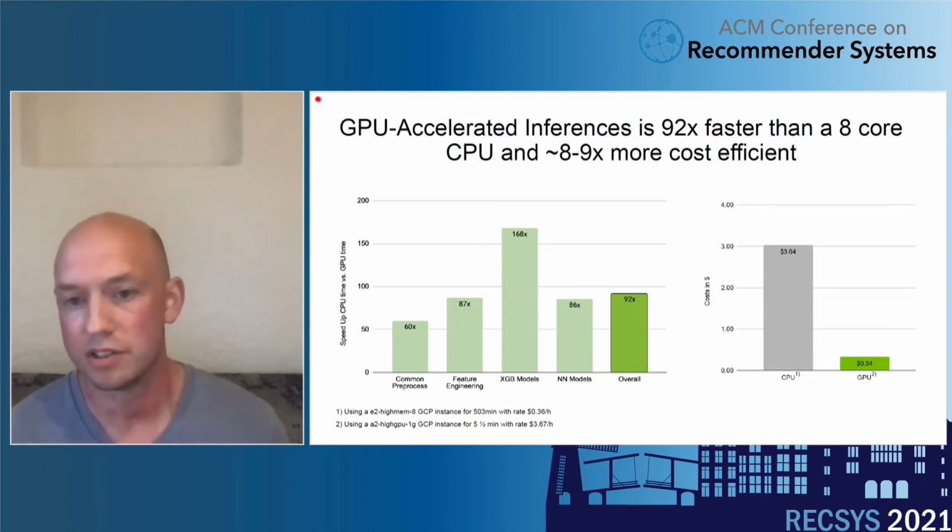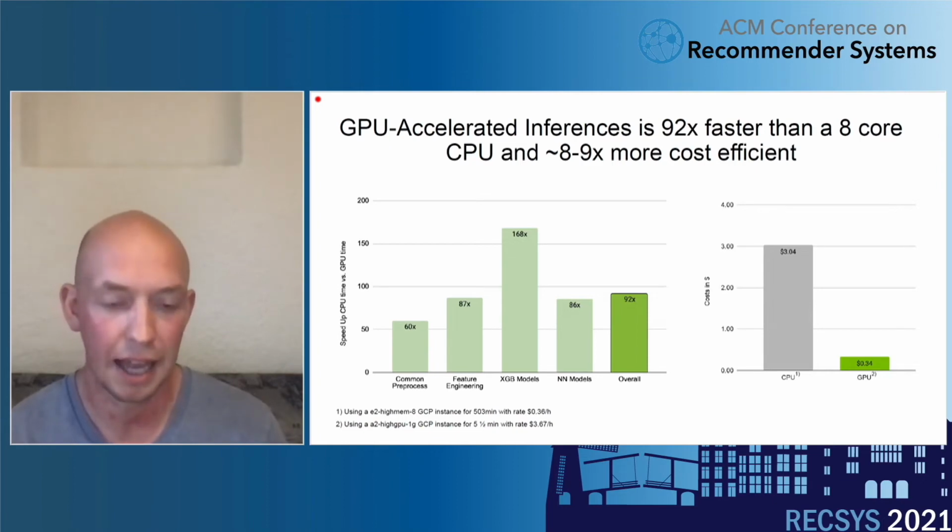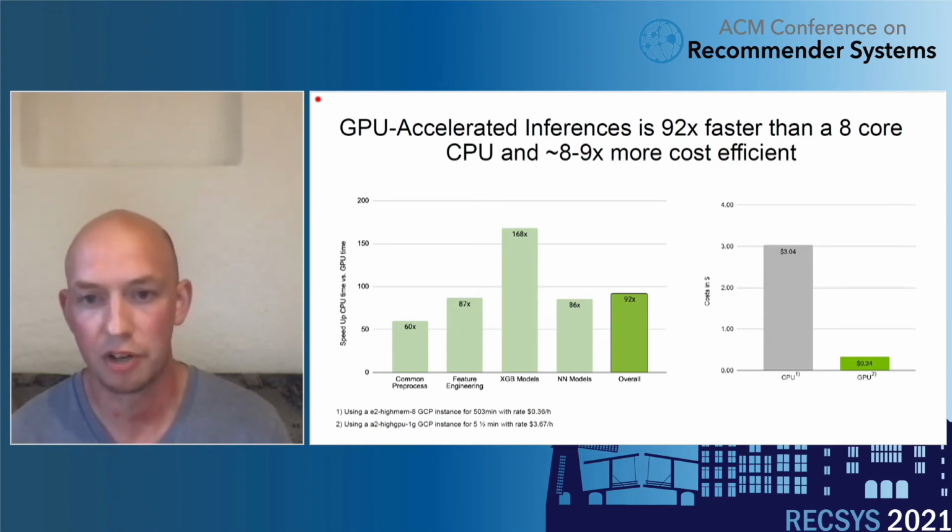And then we finally compared the cost. If we run the 8 CPU instance with 64 gigabytes for 503 minutes, it costs 36 cents per hour, which is $3.